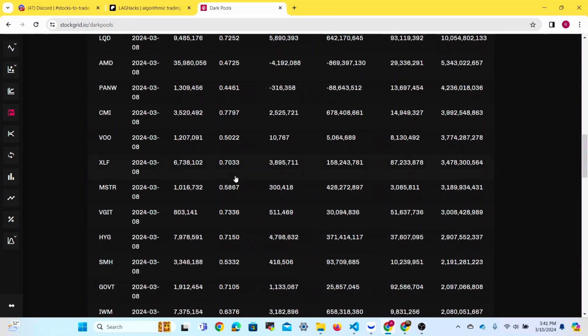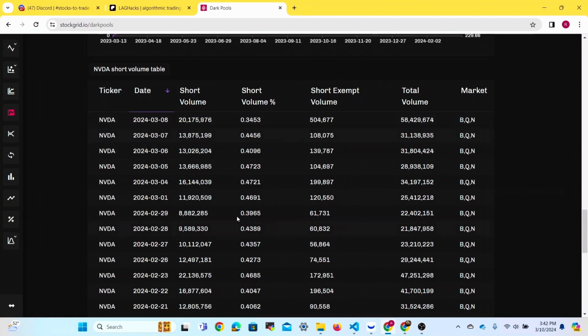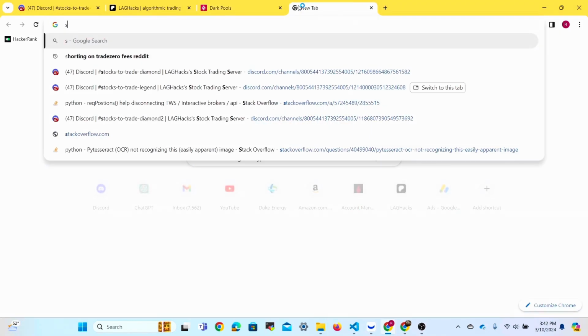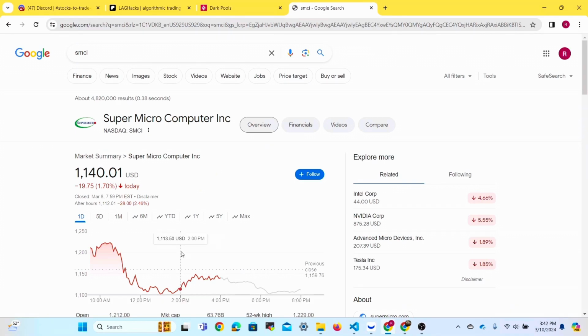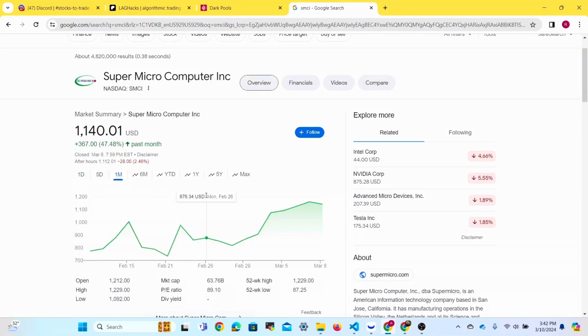So I'm going to be going longer on NVIDIA. There was a pullback on NVIDIA, SMCI, and Apple's just down. So again, NVIDIA's short volume percentage is actually looking a whole lot better. That means NVIDIA, short term, I would say is a little more bullish than SMCI, which is actually bearish in my opinion. I would honestly not be surprised if it ends up at $900.